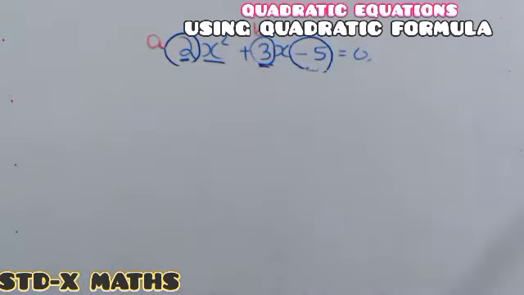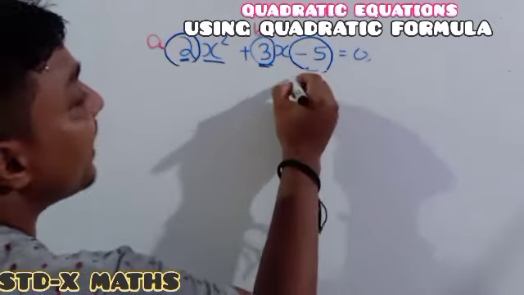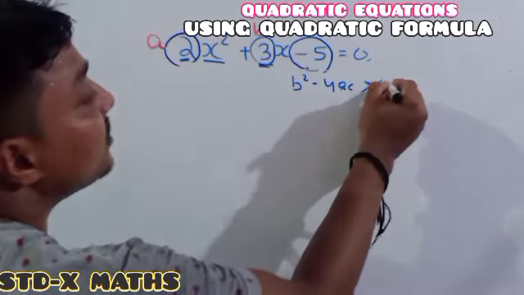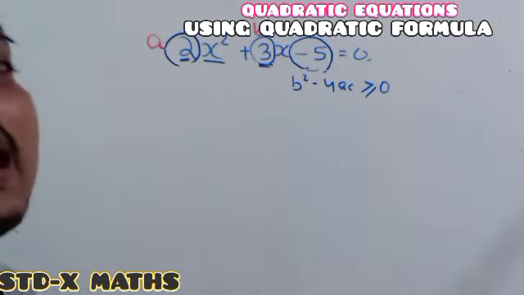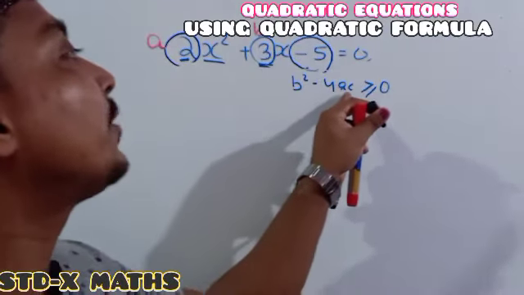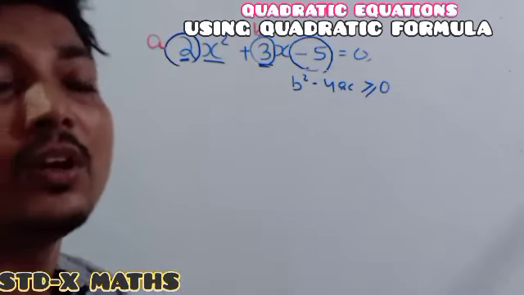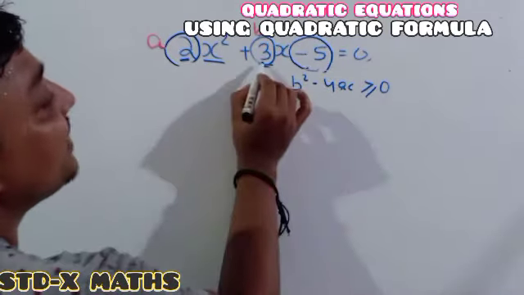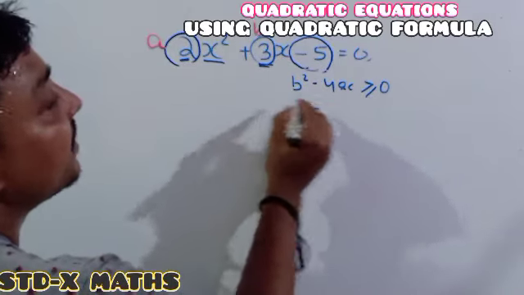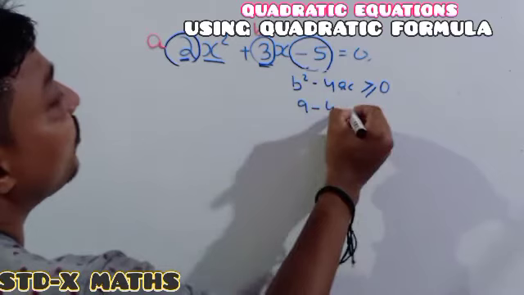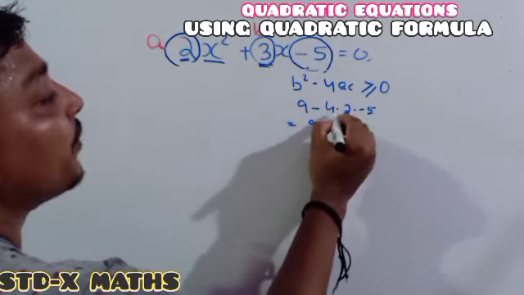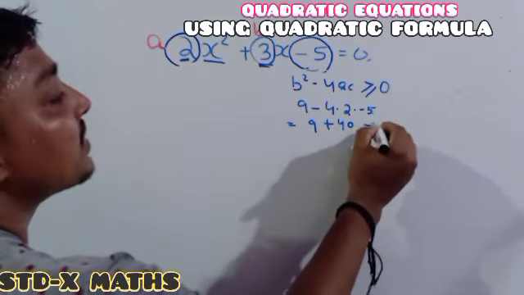And always the important thing is, you have to first check whether b² minus 4ac is greater than or equal to 0 or not. The quadratic formula is applicable whenever b² minus 4ac is greater than or equal to 0. So first check how much b² minus 4ac is. b² means 3² means 9, minus 4ac means 4 times a, which is 2, times c, which is minus 5. Here it will be plus 40, which gives us 49.